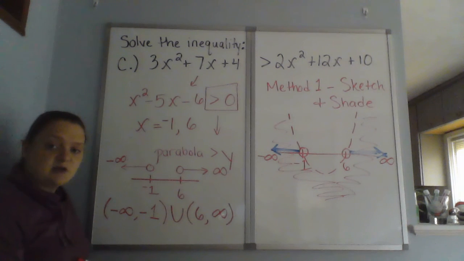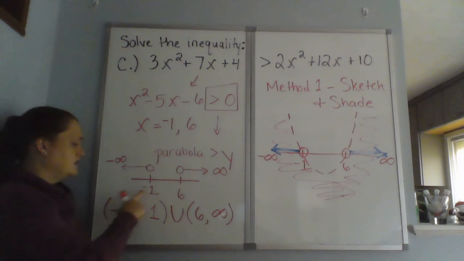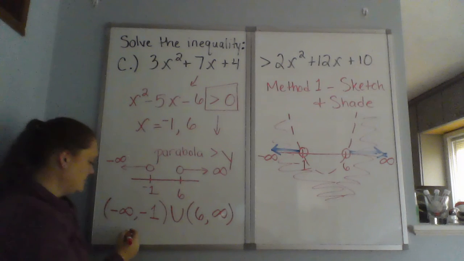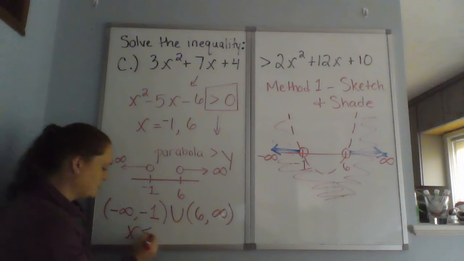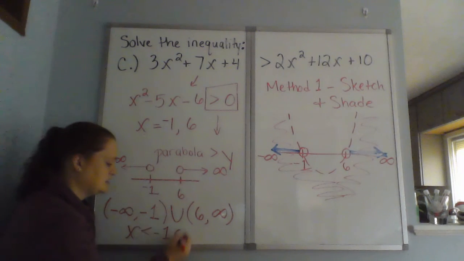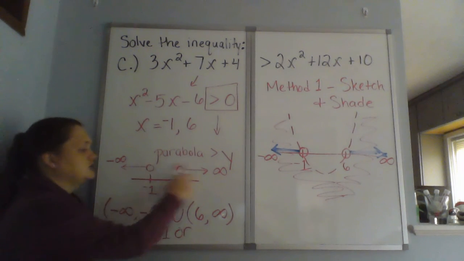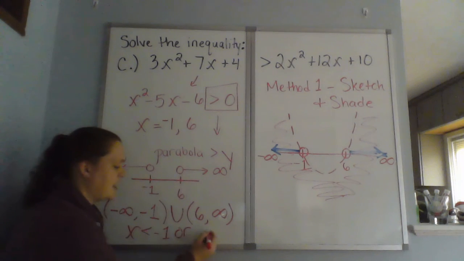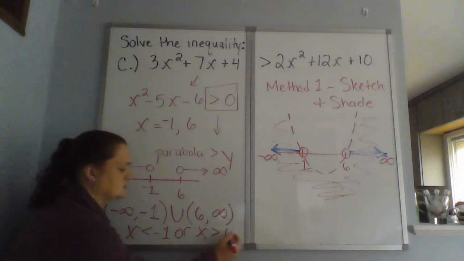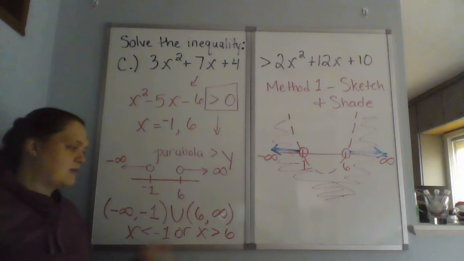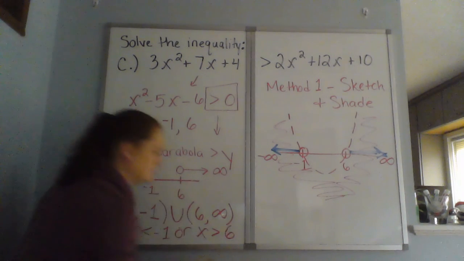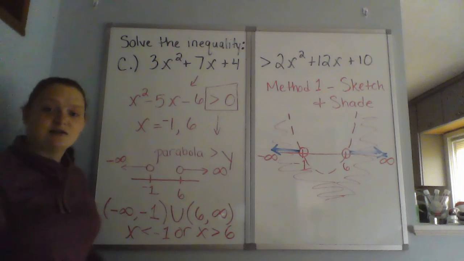I also need to be able to write inequalities. So when I look at the -1, I'm going to the left. Left means smaller than. So I have x is smaller than or less than -1. Two separate inequalities means it's an or inequality, not an and. And then I'm going to the right of 6, so that means x is bigger than 6, or x is greater than 6. So there are my inequality answers to go with my interval solutions. All right, and that's method 1, sketch and shade.